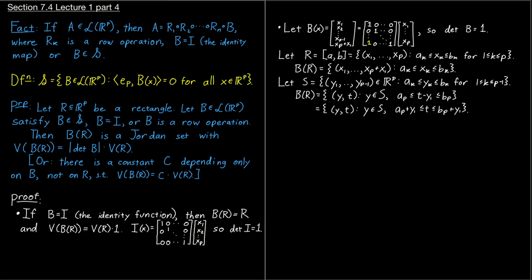All right, and now notice that the function that's a constant plus y1 is continuous. So we have that by the big proposition from the last lecture, B of R is Jordan.